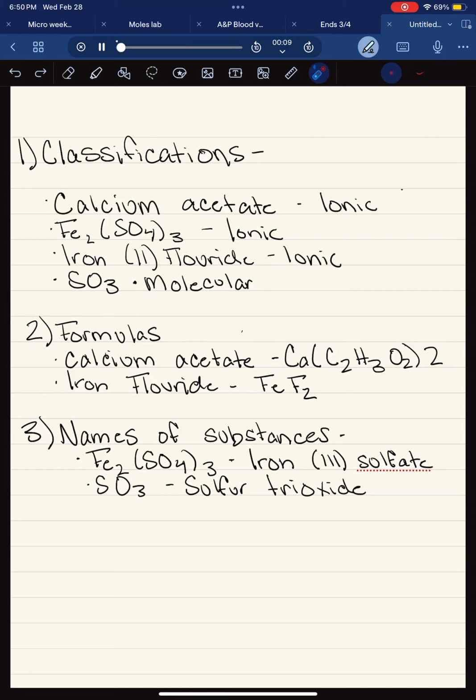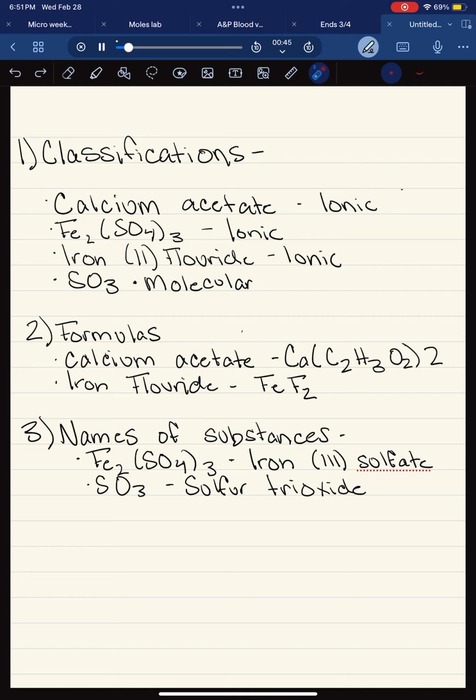So the first thing we're going to be looking at here is the classifications of each substance we have. Our calcium acetate is going to be an ionic compound. It is composed of the metal calcium and the acetate, which is a polyatomic ion. In this case, it's a metal and a polyatomic ion, making an ionic compound.